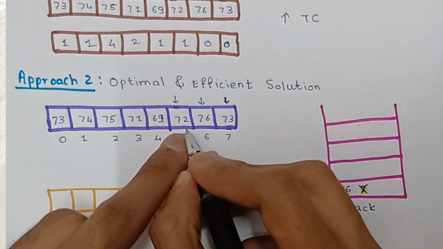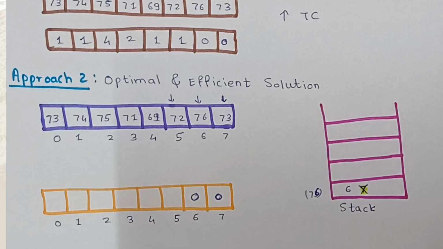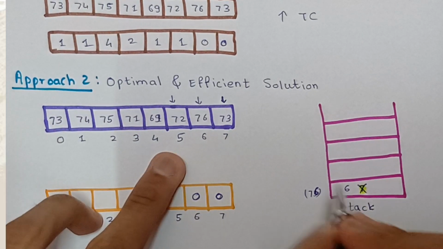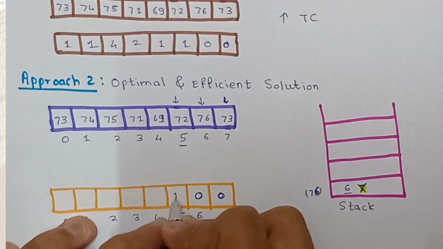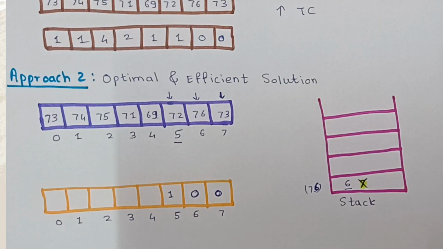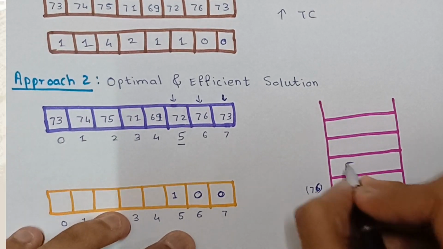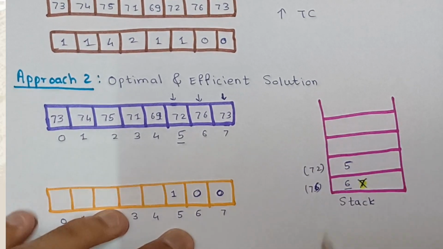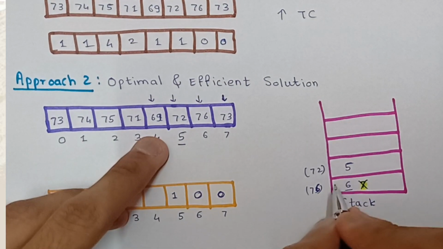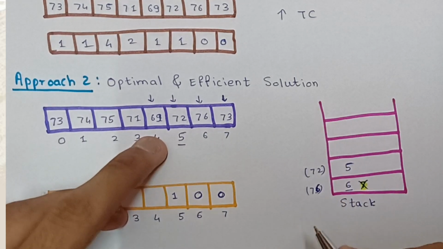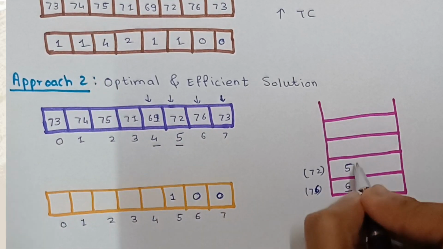Now we check that 72 is smaller than 76. So we take this index 5, and in the stack there is 6. So 6 minus 5 is 1. Here we will put 1. Then we also insert index 5 into the stack, which references 72. Now we will move forward to 69. 69 is smaller than 72, meaning 72 is greater than 69, so nothing is popped. We subtract the indexes: 5 minus 4 is 1.